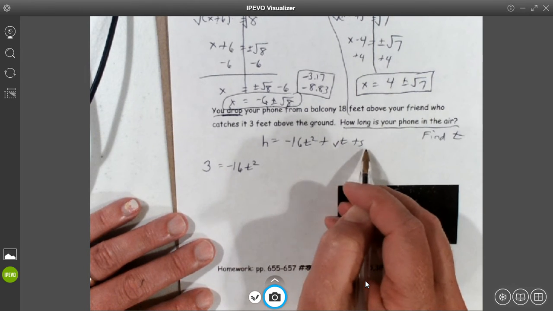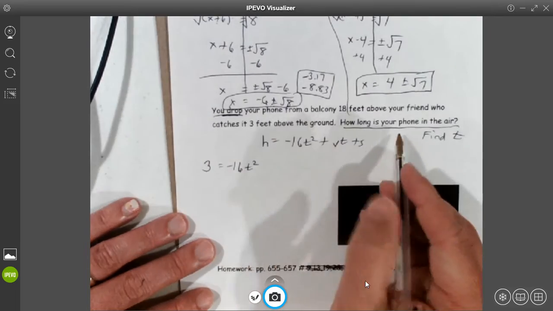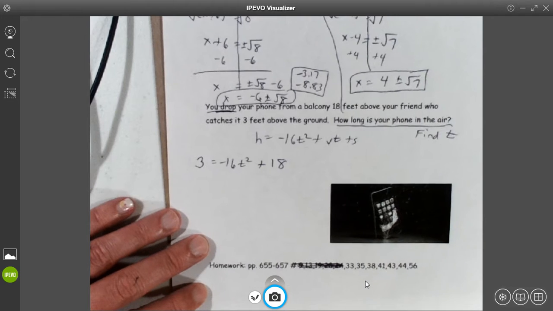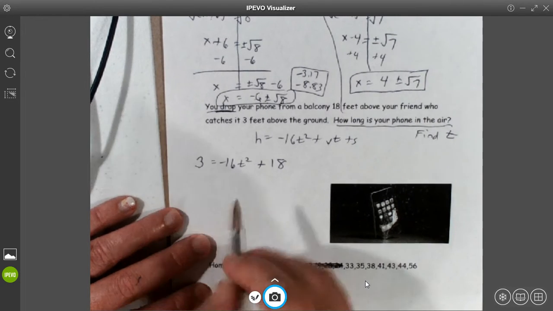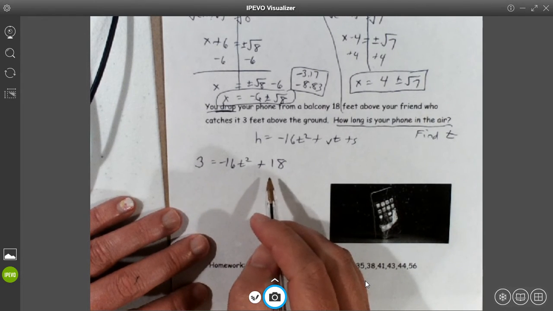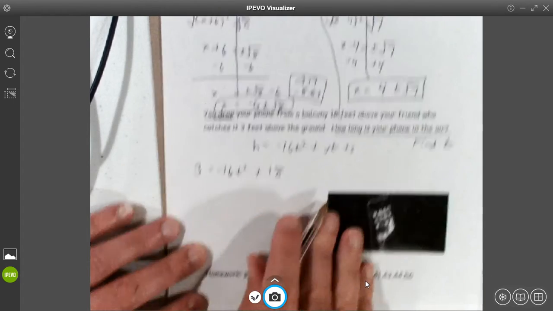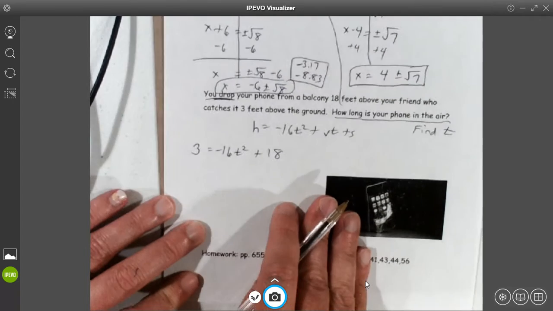And then plus s, that would be your initial height. So I'm going to put in plus 18. And so now I've got an equation I can solve. Now, again, I don't see any t terms. All I see is a t squared. So that means we can do what we've been doing. Let's get t by itself.